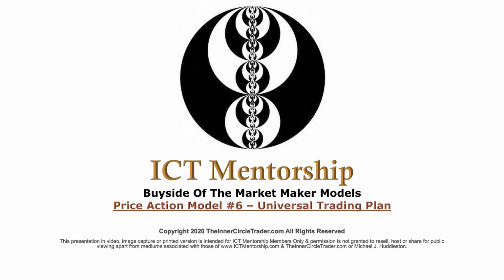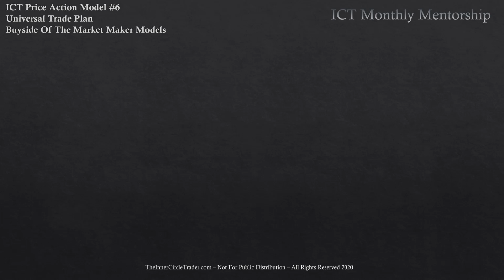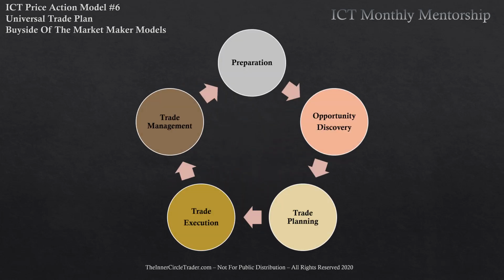Alright folks, welcome back. This is the price action model number 6 universal trade plan, focusing primarily on the buy side of the market maker models. ICT price action model number 6 universal trade plan, buy side of the market maker models. Every trade plan video has this as well. It's the overview.